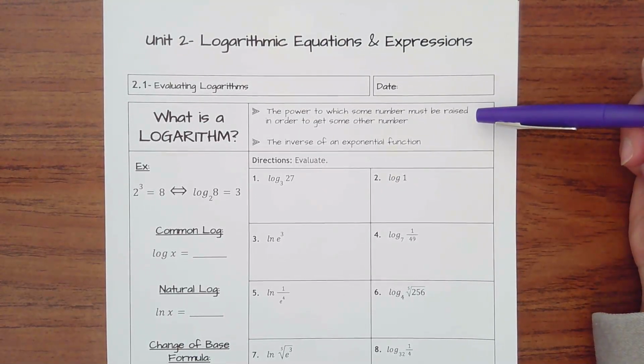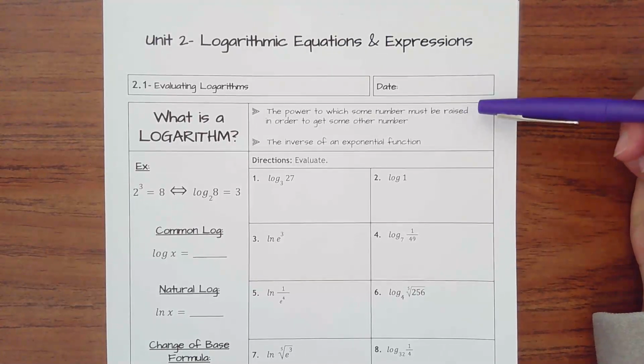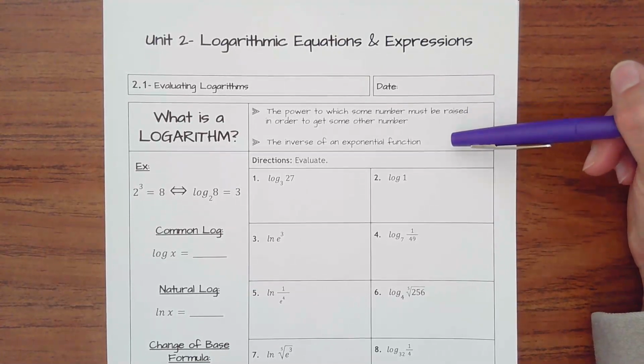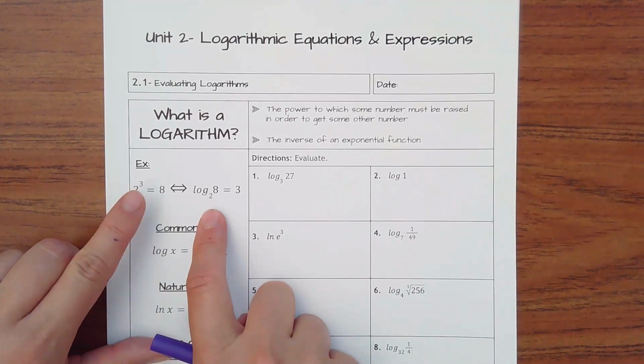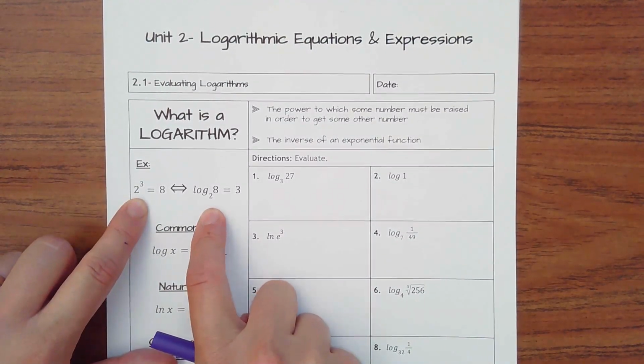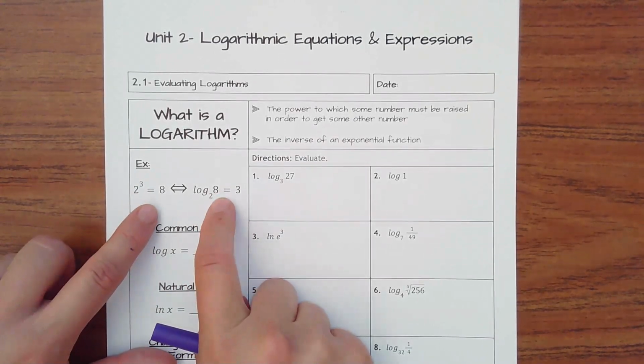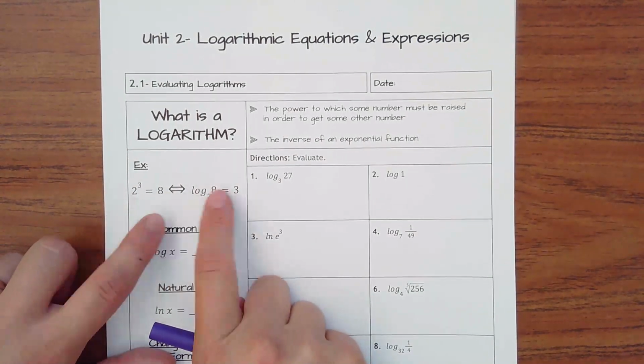It's a power to which something is raised in order to get some other number. It's really the inverse of an exponential function. And so you'll see here that I wrote an exponential equation and then turned it into a log. These two things are equivalent. They are opposites or undo each other.